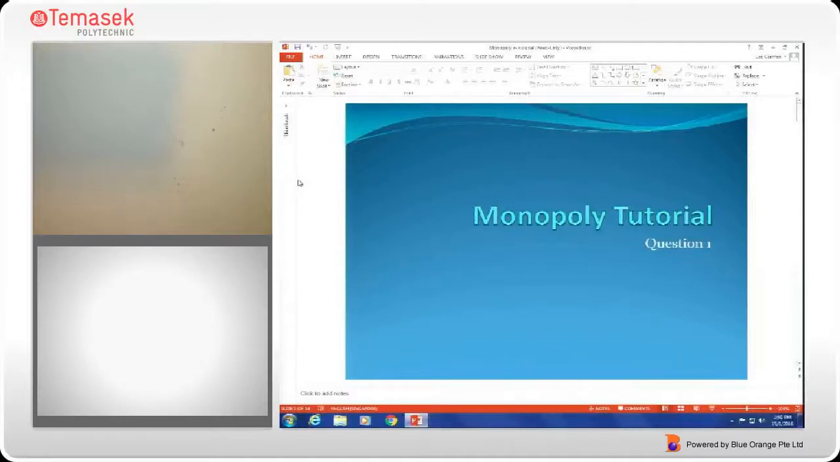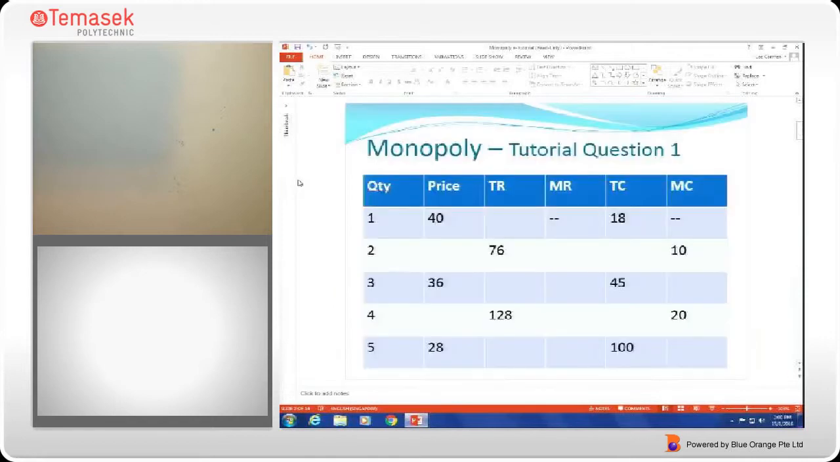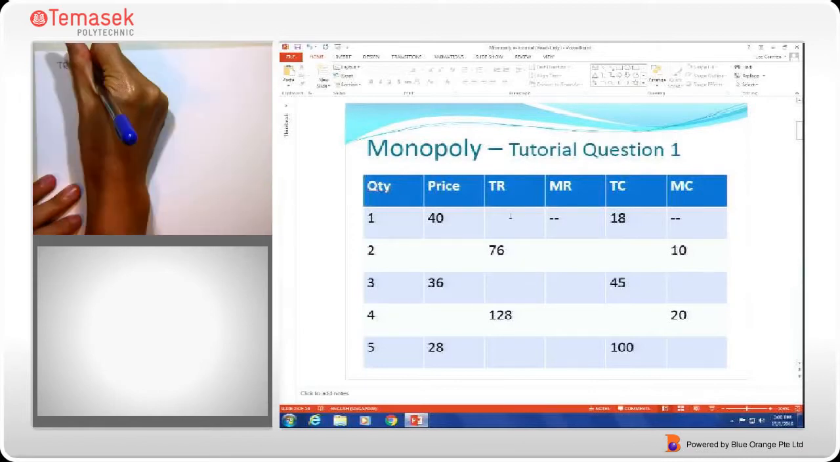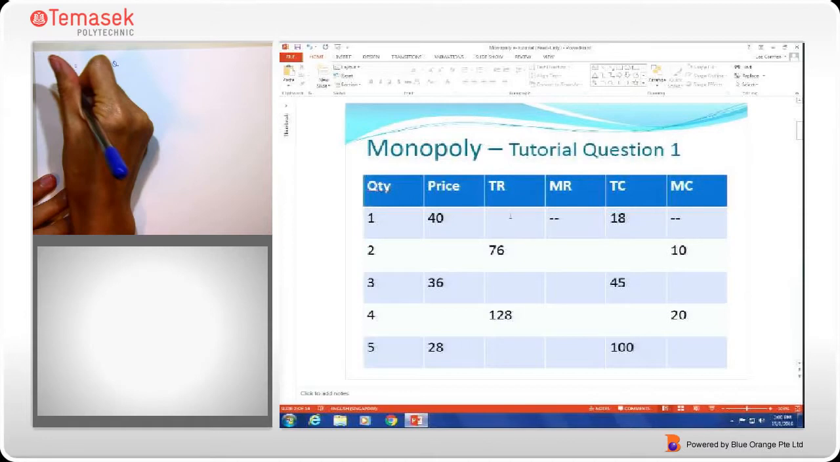So this is the answer for the Monopoly tutorial, question 1. Okay, so you're being given this table where for quantity 1, you're given the price as well as the total cost, and you're being asked to find total revenue. So we know that total revenue can be calculated using price times quantity.